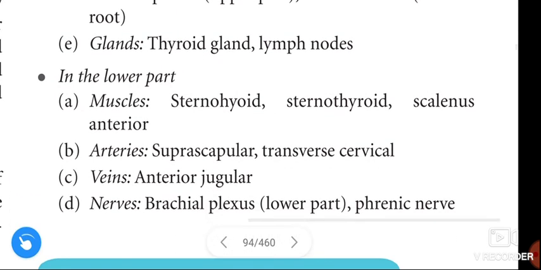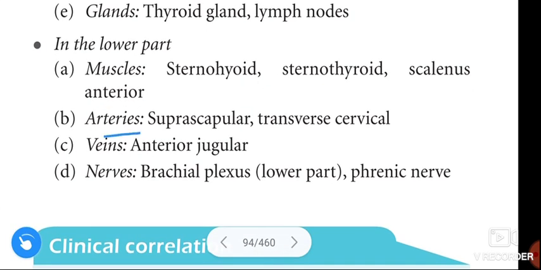Next, lower part. Muscles: sternohyoid, sternothyroid, scalenus anterior. Next, arteries: suprascapular, transverse cervical. The vein related to the lower part of deep relations is the anterior jugular vein, and the nerves related to the lower part are the lower part of the brachial plexus and the phrenic nerve.